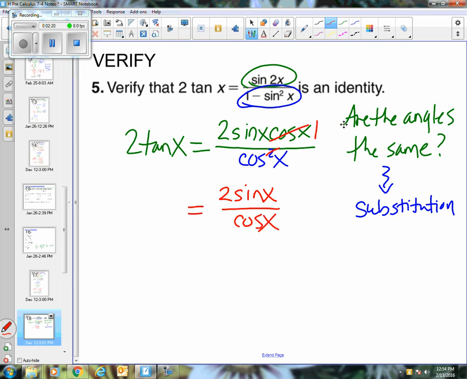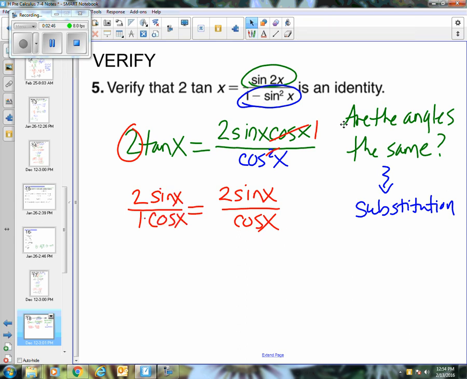Now you can decide how you want to proceed. Remember our old adage, it doesn't have to be easy, just has to be equal, right? So we could change the left-hand side over now. How do you write a whole number 2 as a ratio? Well, remember that's 2 over 1. So just be careful. It's not 2 over 2. That would be 1, which is not 2. So be careful. Tangent is sine over cosine, and we have our expression verified.